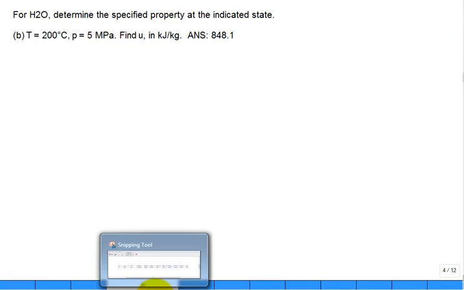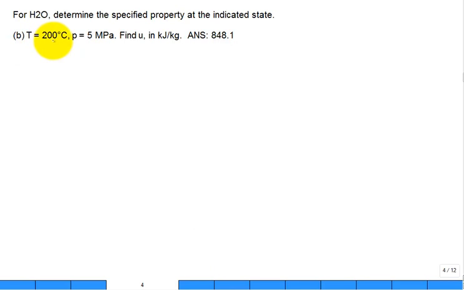Let's take a look at the next one. So for part B, it says, given a temperature of 200 degrees C and a pressure of 5 megapascal, find that internal energy. Well, it's the same type of process. I need to find out, is it subcooled liquid / compressed liquid, either way you call it, or is it two-phase liquid vapor, or is it superheated vapor?